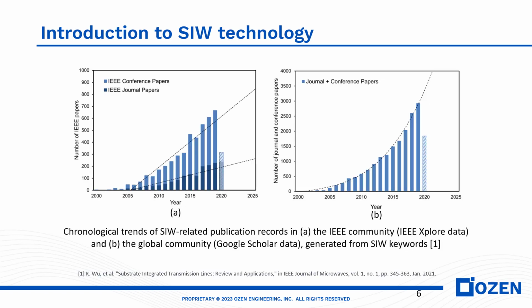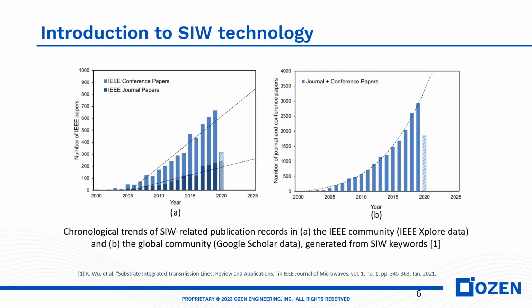Here in this figure from the paper Substrate Integrated Transmission Lines Review and Applications, published in 2021 by Professors Ke Wu, Mauricio Pozzi, and Fonseca, we can see the evolving trend of publication records on SIW and its variants since its inception. The figure clearly shows a linear increase in the number of IEEE technical papers published each year over 15 years. Also, the publication trend for all journals and conferences, including both IEEE and non-IEEE contributions, seems to be increasing exponentially each year.